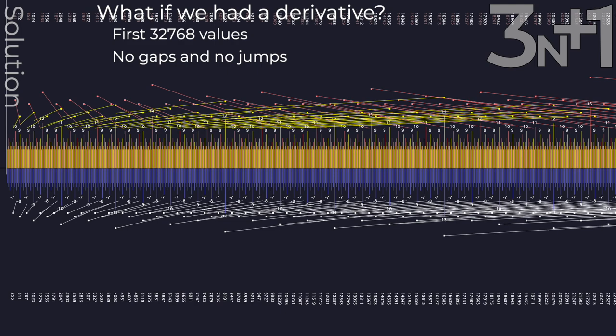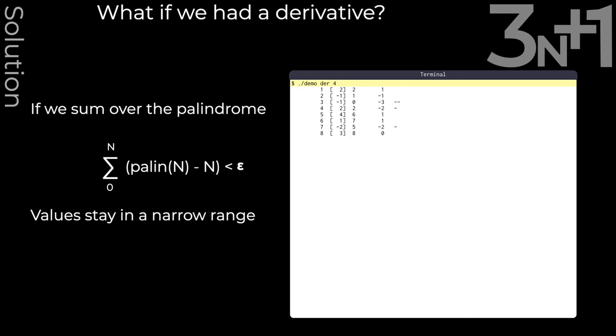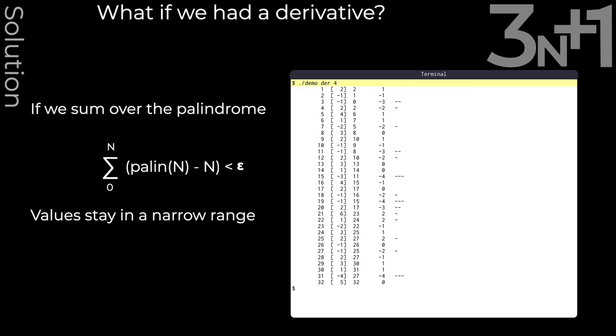If we can show equivalence of the palindrome with the derivative, then we have demonstrated that the function we are studying cannot have gaps or jumps either. It is then important to see whether the second property we consider holds. Summing over all the values up to a number should get us in the proximity of that number. We can see that this is the case, and that this is independent of scale.